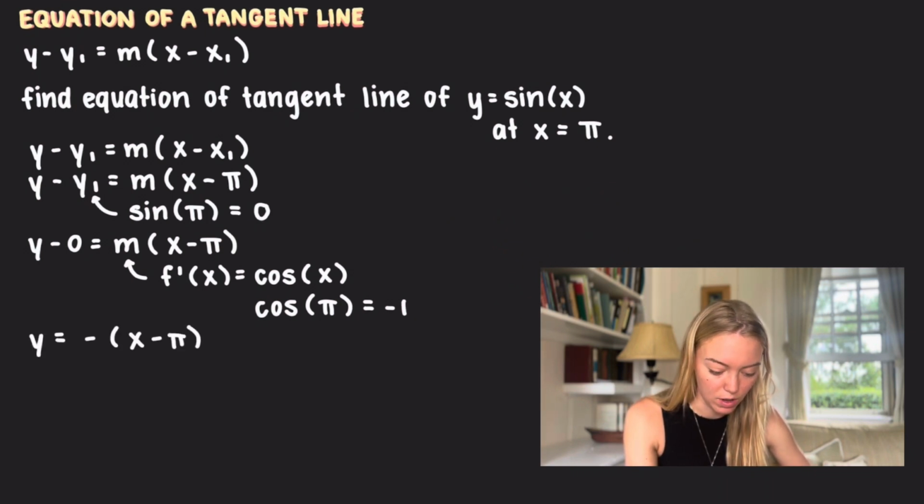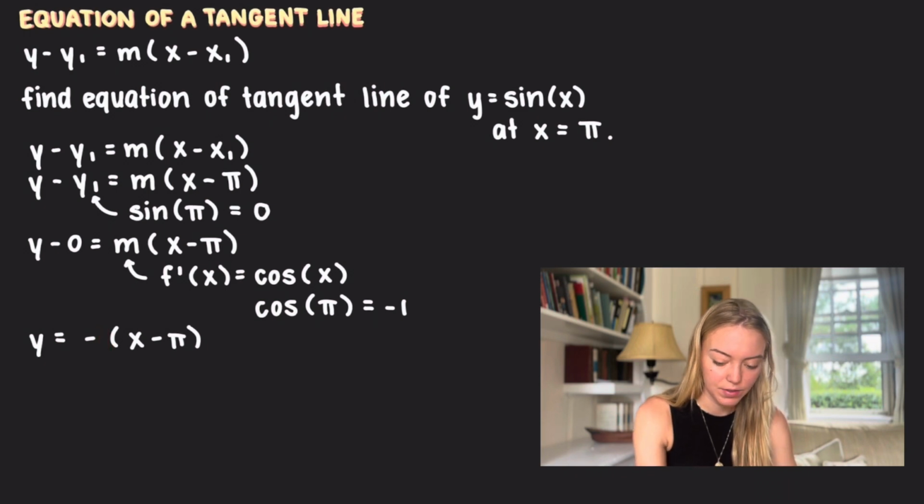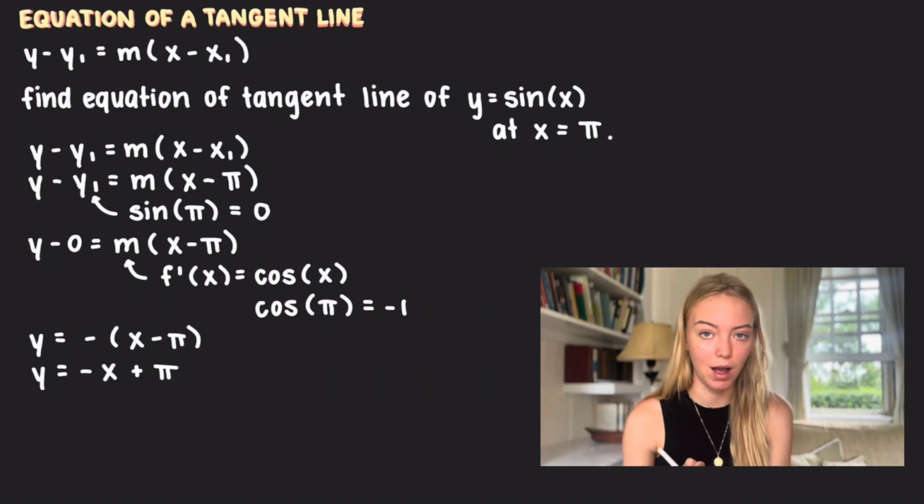Cool. So now that we've simplified things in, we have this negative 1 right here. Simplify it a little bit more. We get y is equal to negative x plus pi.